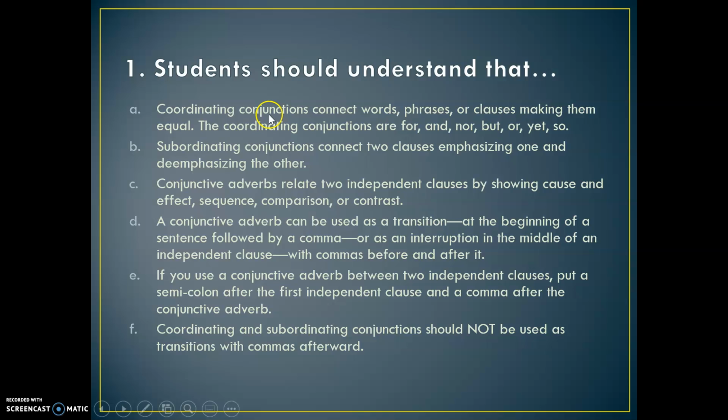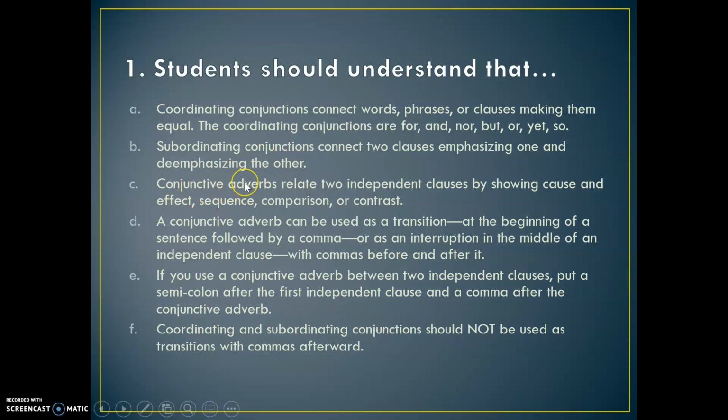Those are coordinating conjunctions. Subordinating conjunctions are those that connect two clauses. So those are two clauses, meaning they have a subject and a verb of their own, and it emphasizes one and de-emphasizes the other. So it subordinates the clause that the subordinating conjunction is connected to. The last big term is conjunctive adverbs. Oh, by the way, our acronym for subordinating conjunctions is SWABI.